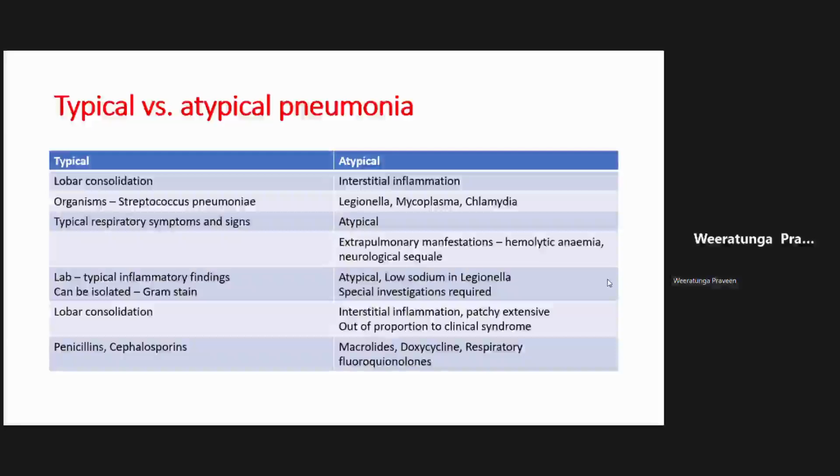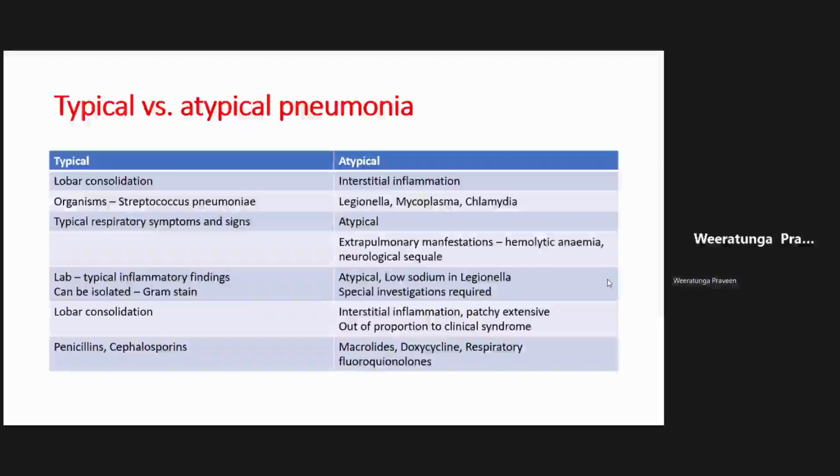Now, the main reason why typical is called typical and atypical is called atypical is, remember, this is not because of the organism, right? Nobody answers the question properly when asked this. The typical atypical classification is not based on the organism. It is actually based on the pathology that occurs in the lung.